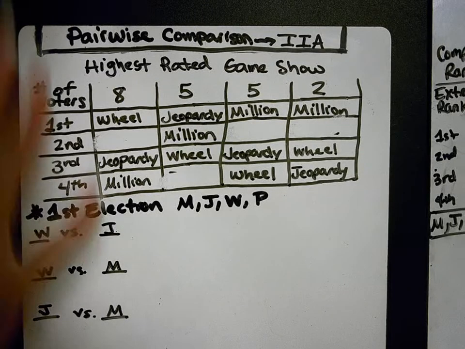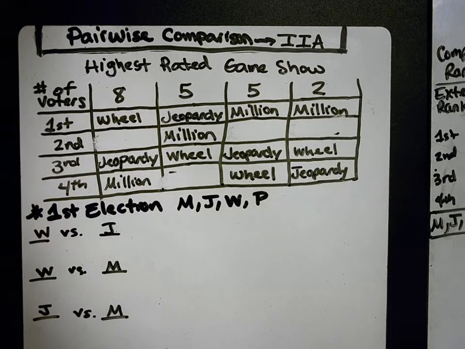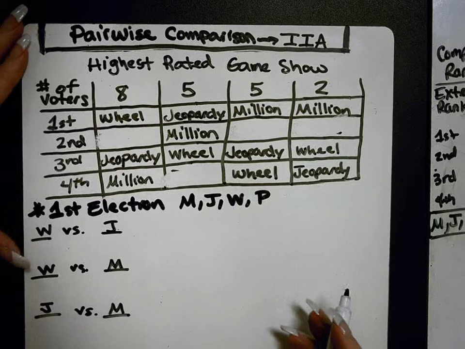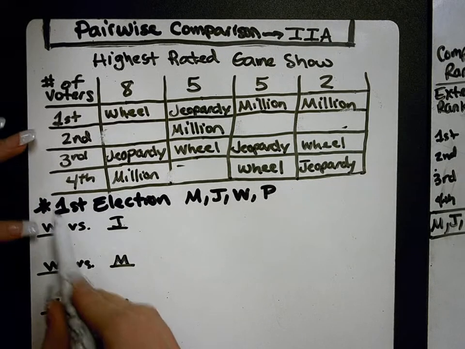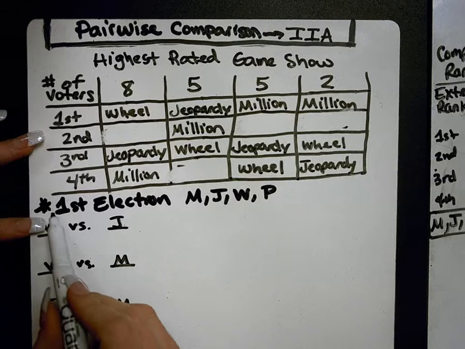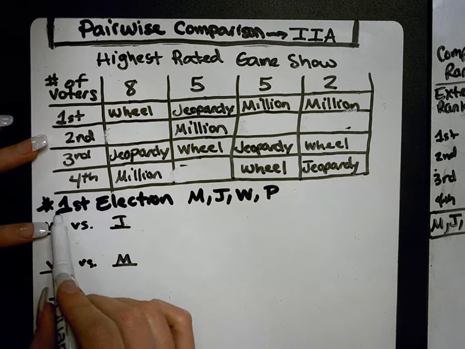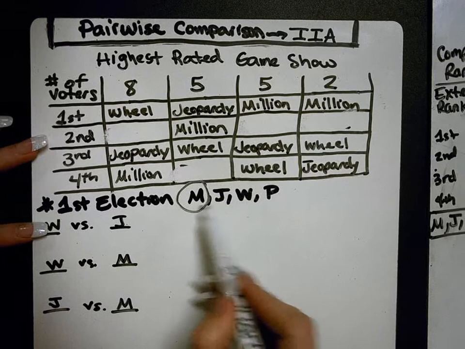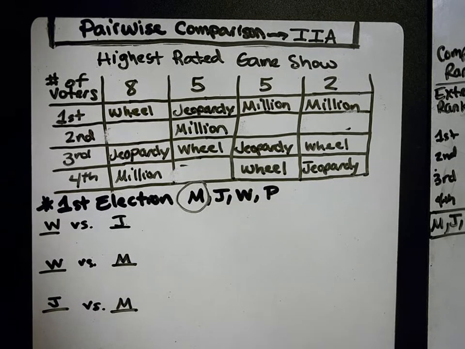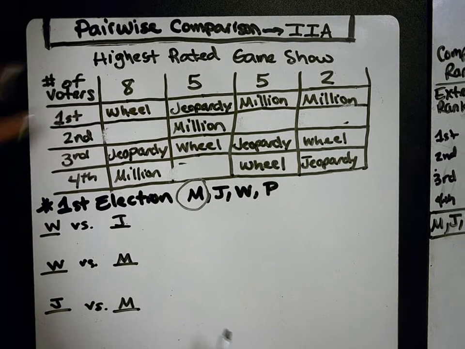When we eliminate one candidate and rerun, that constitutes a new election. So we're going to run the pairwise comparison again. I've written down, I just want to make a note for myself that in the first election Millionaire was the winner, and I just have the complete ranking: Millionaire, Jeopardy, Wheel, Price, what we just found. That's right there. So moving on to do the pairwise comparison again, the first thing that we look at is we need to write down all of those head-to-head matchups once again.